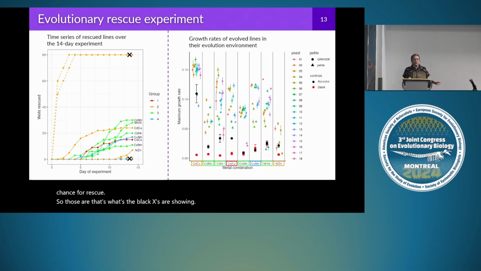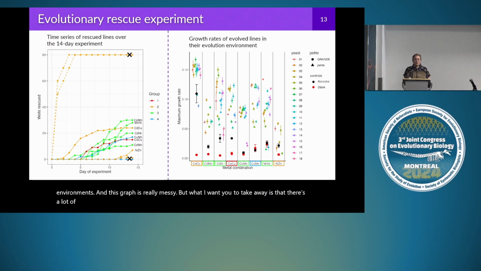On the right, I'm showing the growth rates of all of the evolved lines in their evolution environments. And this graph is really messy, but what I want you to take away is that there's a lot of variation in the evolved lines in most of these combinations, suggesting that they have different mutations that are landing them in different areas of a fitness landscape.